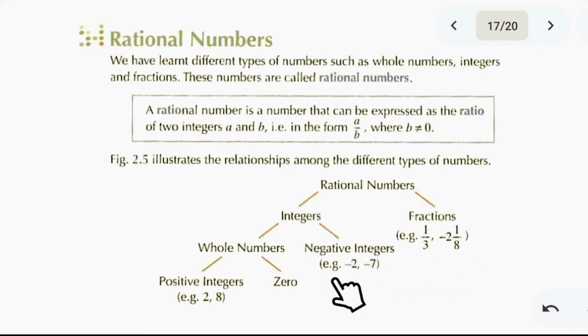Why could it be an integer? Because -2 over 1 is also -2. So in this case b is not 0, as per the definition of a rational number. Then the integers could be negative integers or the whole numbers and 0, and the whole numbers could be positive integers and the 0.